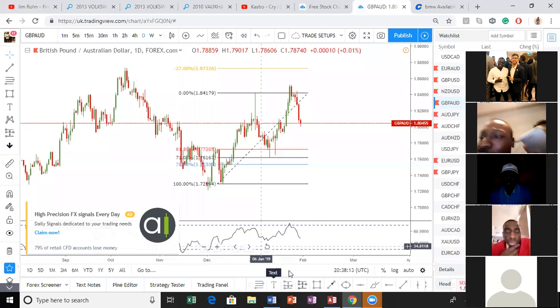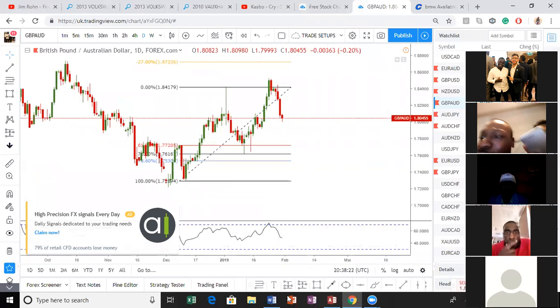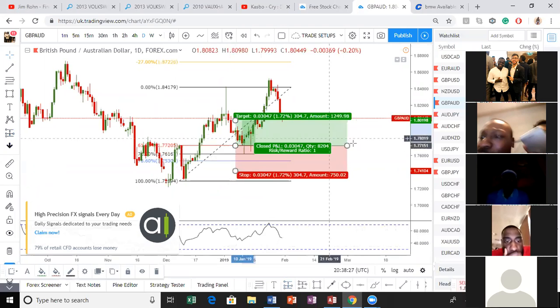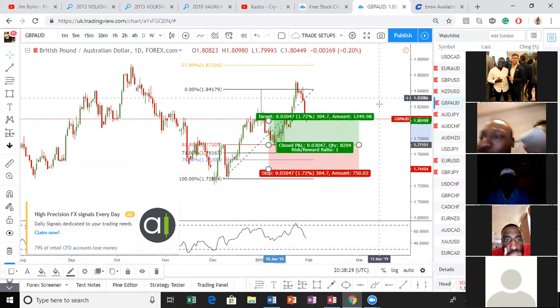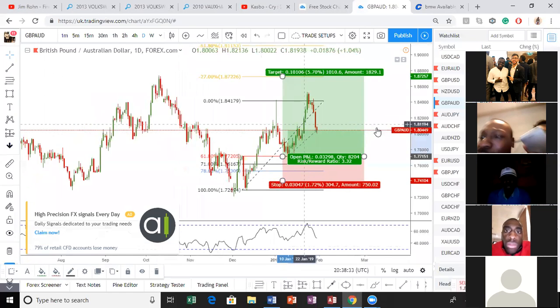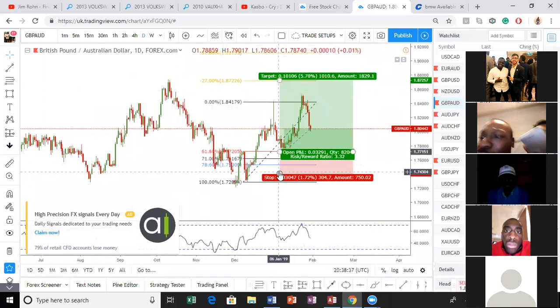What I was risking is about 300 pips to gain 1,000 and something pips. I'll show you how the markup was. I was going to take my last TP here for 1,000 pips, risking 300.